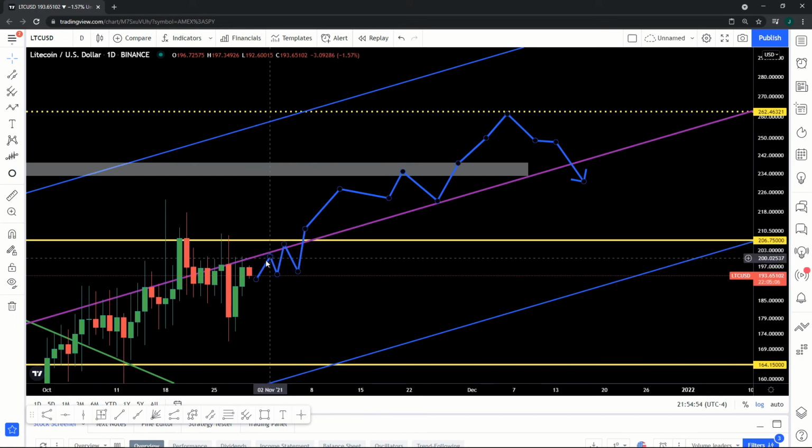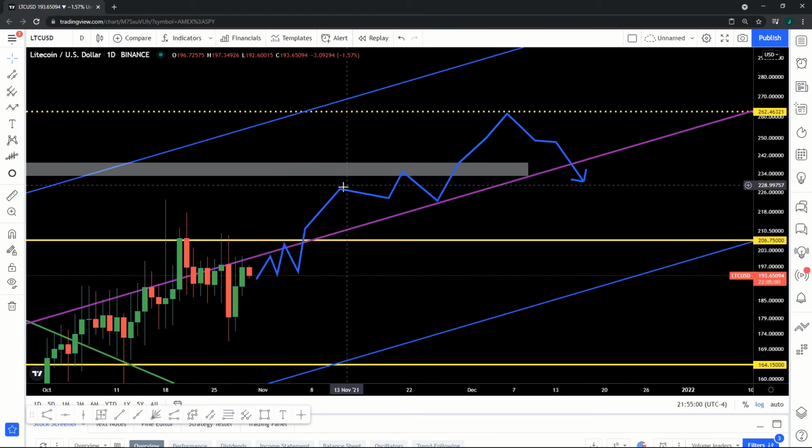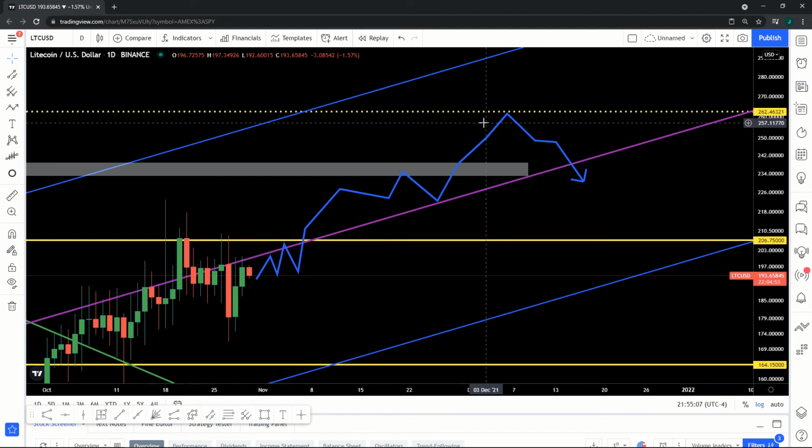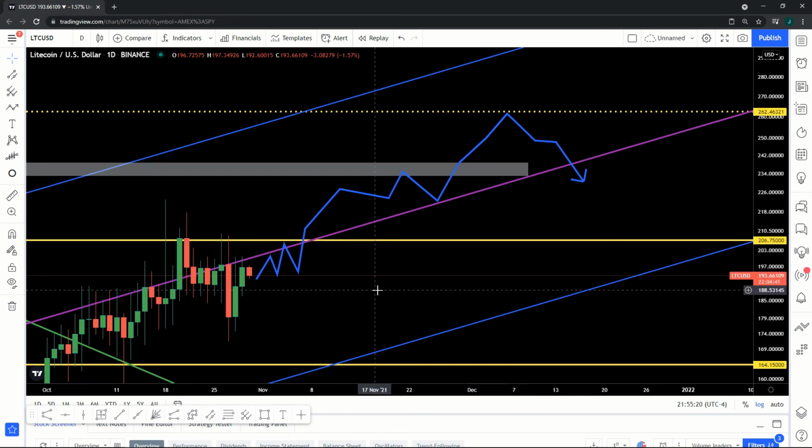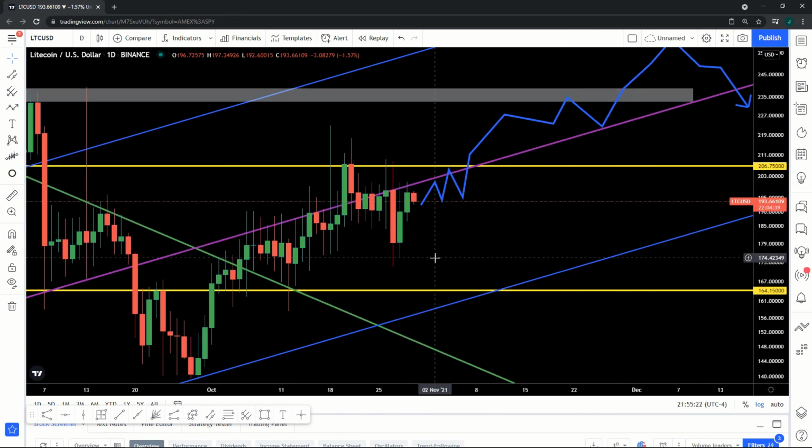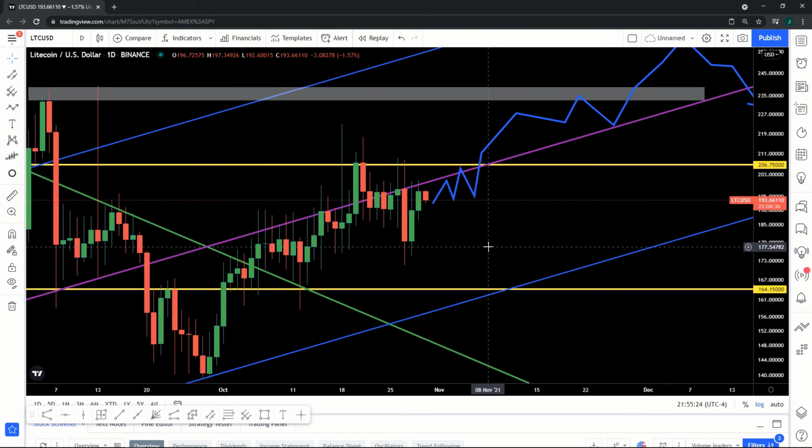Ultimately, I think price is going to start heading above this purple line and this yellow line sometime early next week, and then stay up here and retest 232 multiple times. I still think there's a strong probability that it may test 262 before pulling back. So that's the update for LiteCoin.